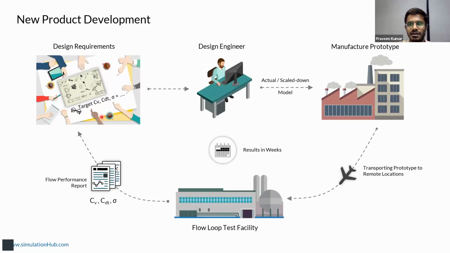So typically, if I do not include manufacturing prototype time, then it takes weeks to months. If I include prototype time, again, it goes to 2 to 3 months of time. Okay. So at the end of this, let's say you do not achieve the required target CV or cavitation parameter, then you have to follow the same path again, same time and cost involved.